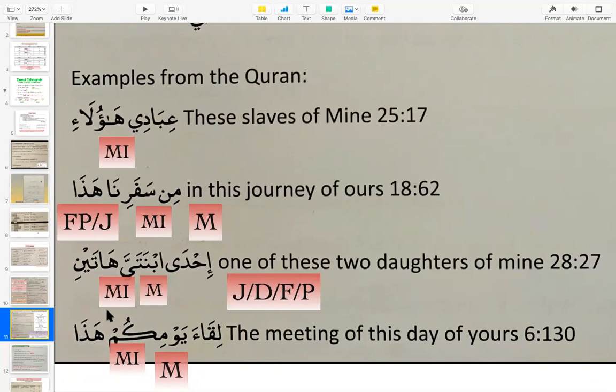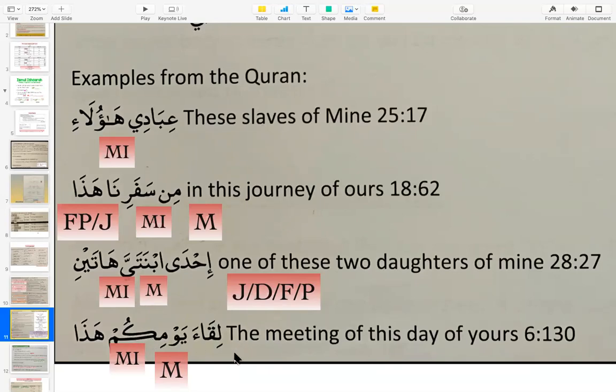And then haza, this is pointing to yomikum, this meeting of that day. We need to bring it together, because they are connected, right? So this meeting of your day. The meeting of this day of yours, this is so confusing. But we got the point, right? The meeting of that day, Allah subhanahu wa ta'ala is saying. The meeting, haza is pointing to the whole thing. Why? Because liqa'a is related to yomi, yomi is related to kum, so together haza is pointing to the whole thing. So this meeting of this day of yours.